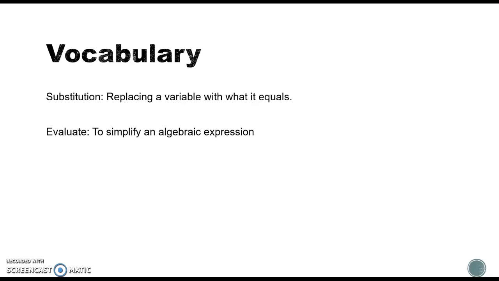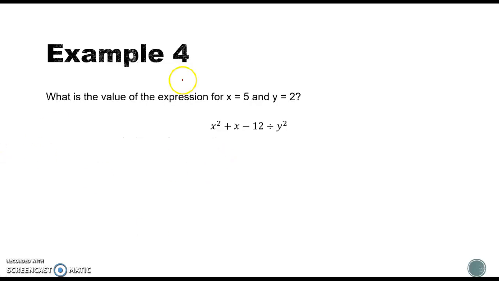So we're going to start with our first algebraic expression: x squared plus x minus 12 divided by y squared. We want to find the value of the expression if x is 5 and y is 2. So I'm going to replace each x with 5. I highly suggest putting them in parentheses because if we were to have a negative number, we wouldn't want to lose our sign amongst everything else in our operators. And then we make our y a 2. So now we have 5 squared plus 5 minus 12 divided by 2 squared.